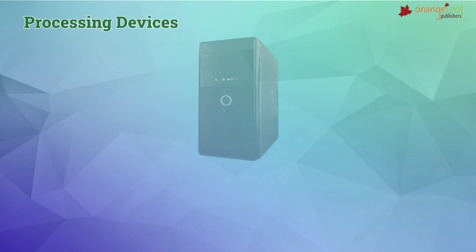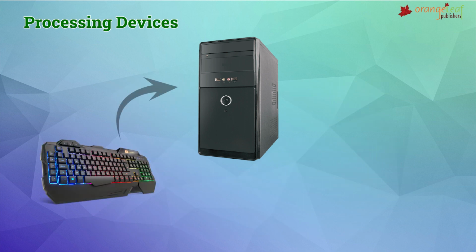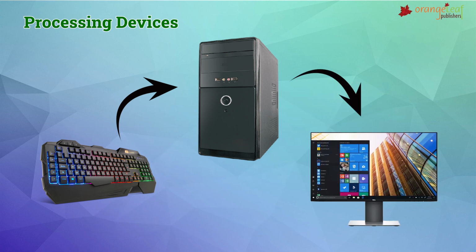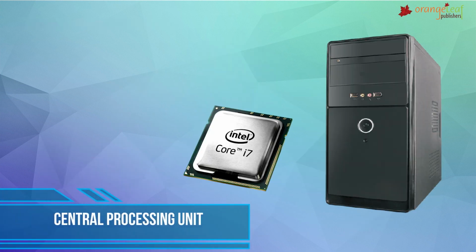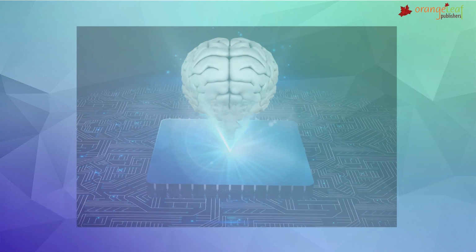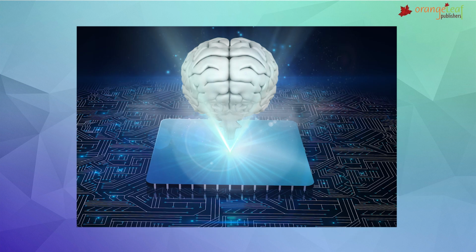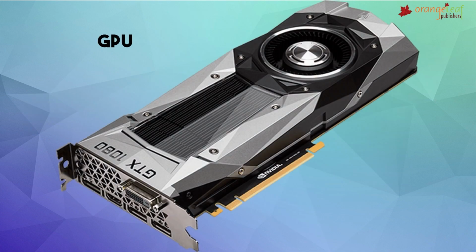Now let's look into the processing devices. The central processing unit, that is the CPU, is the device that processes input and distributes the results to output devices. The CPU is a chip included within the CPU box. The central processing unit, CPU, is referred to as the brain of a computer since it performs all the processing operations.